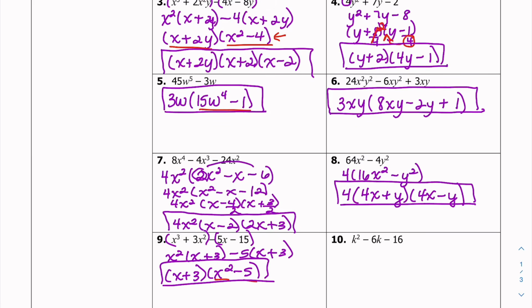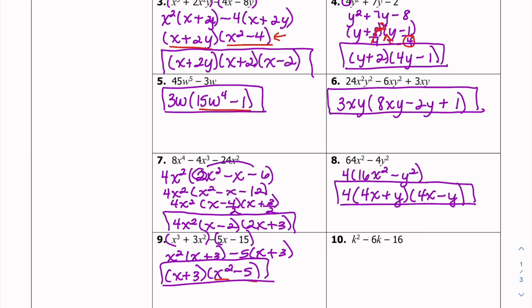All right, let's look at number 10. K squared minus 6k minus 16. Is there a greatest common factor? Looking through this, there is no greatest common factor, so we're going to skip and look at what kind of factoring problem this is. And this one's just a basic trinomial. There's no leading coefficient, so no slip and slide.